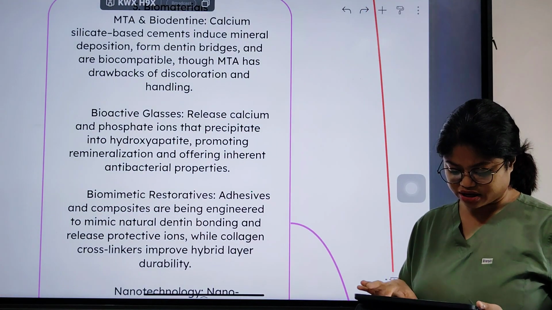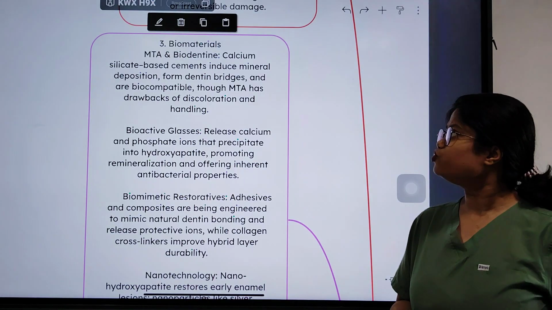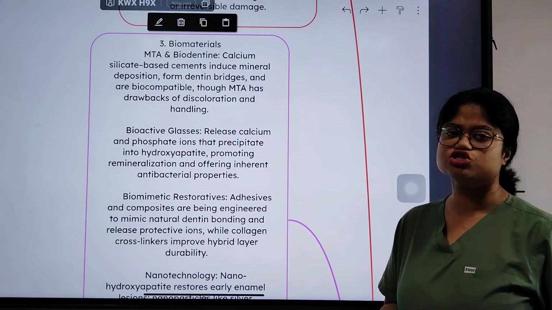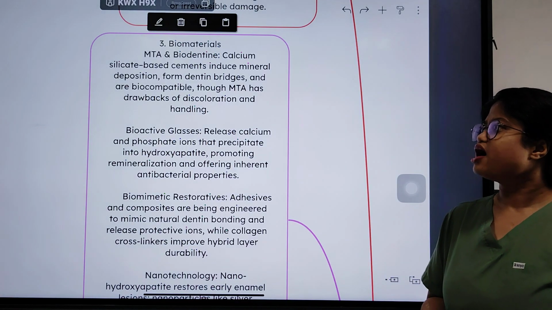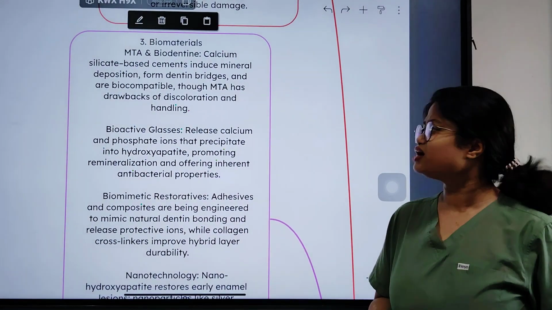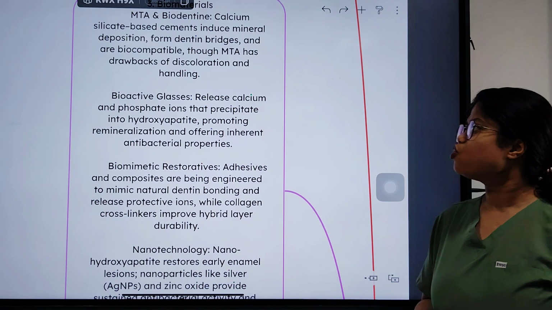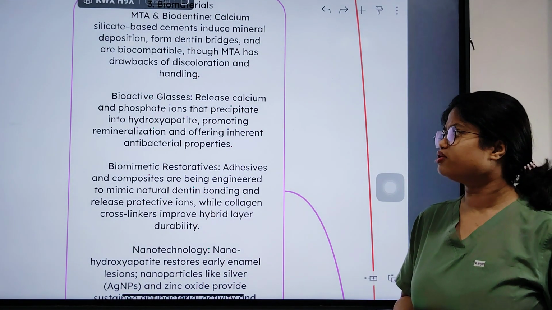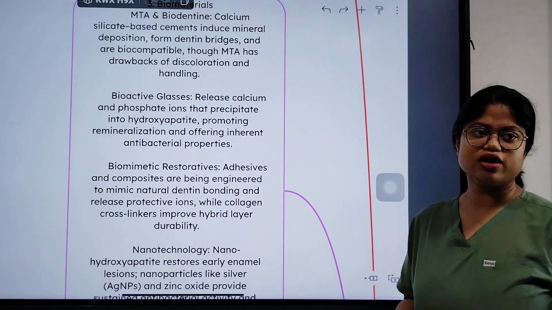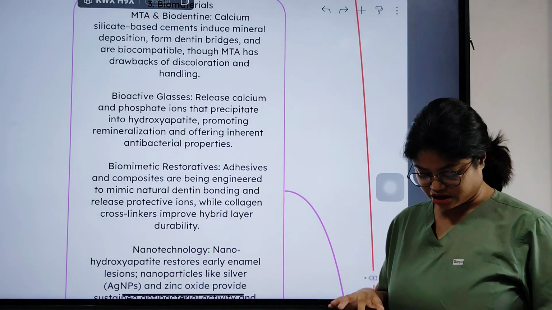So coming to the biomaterials that are used currently in the market, MTA and Biodentine are calcium silicate based cements inducing mineral deposition that forms the dentine bridges. These are biocompatible in nature, though MTA has certain drawbacks of discoloration and handling during administration. Second come the bioactive glasses. These release calcium and phosphate ions, which precipitate into hydroxyapatite formation. This in turn promotes regeneration and offers various antibacterial properties.